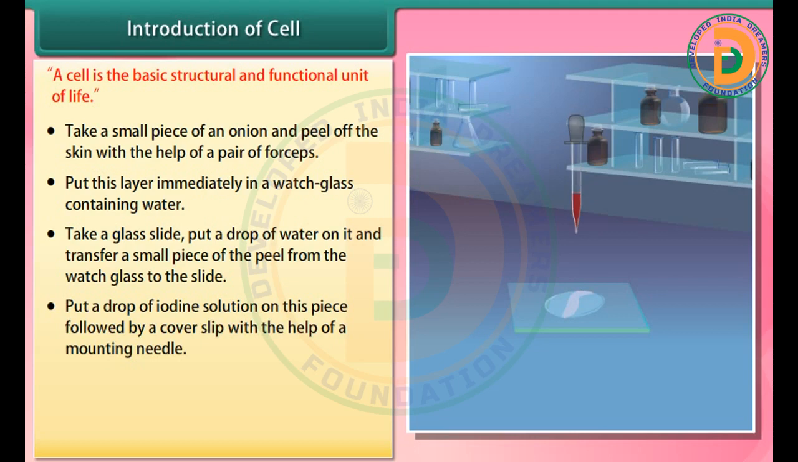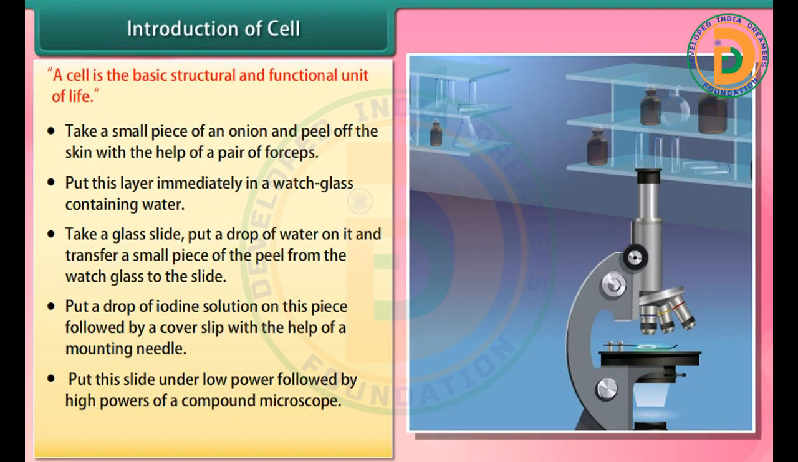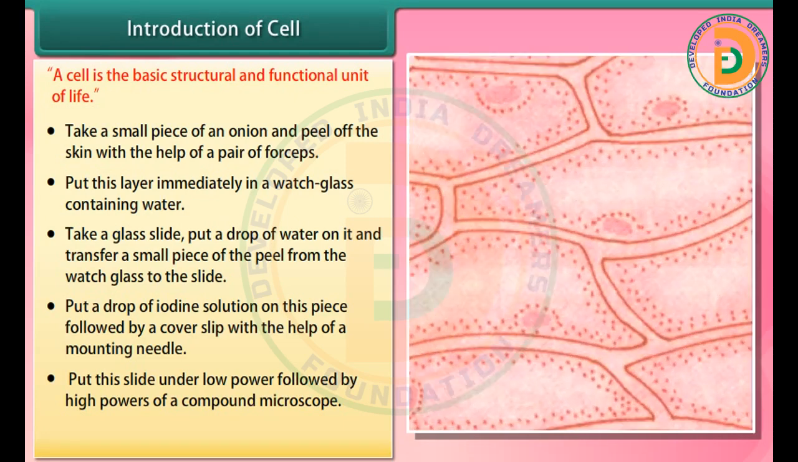Put a drop of iodine solution on this piece, followed by a cover slip with the help of a mounting needle. Put this slide under low power, followed by high powers of a compound microscope. All these structures are similar to each other.